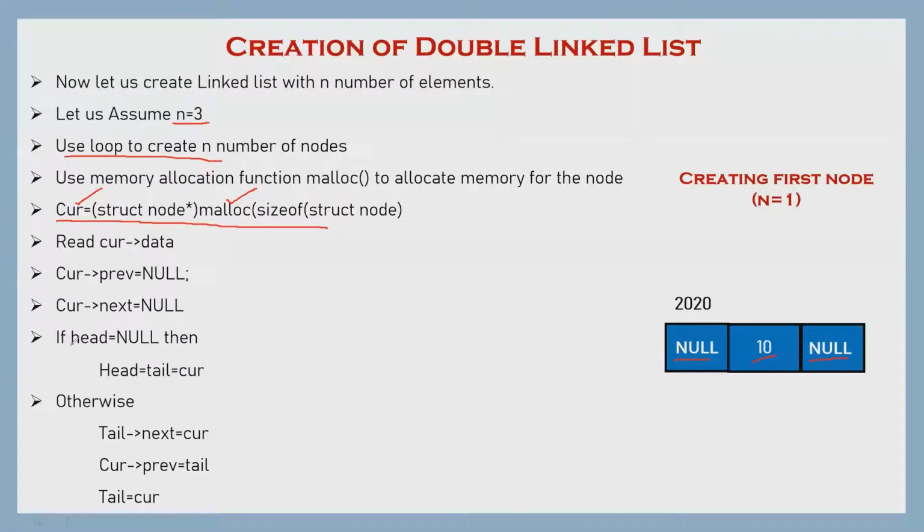So if head is equal to null, yes, head is null. So both head and tail point to current. That means we are going to make the current node both head and tail, because there are no elements in the linked list. So the current will become both the head and tail node.